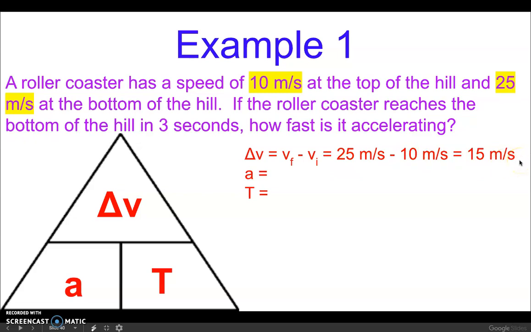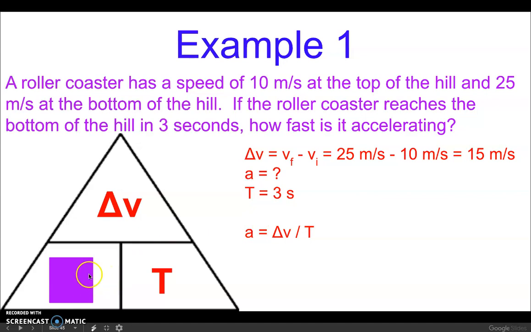Okay, and then it says, if the roller coaster reaches the bottom of the hill in 3 seconds, how fast is it accelerating? So that's our question. So that's going to be where we put the question mark. And then the time is 3 seconds. Okay, so now we know delta V and we know T, and we're going to solve for A.